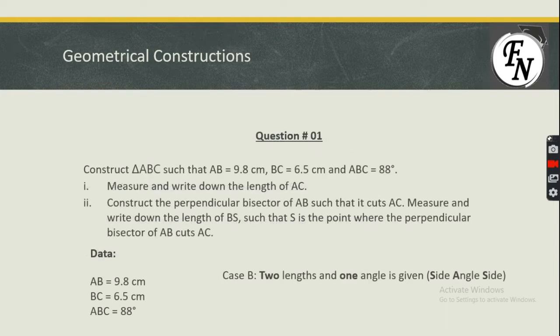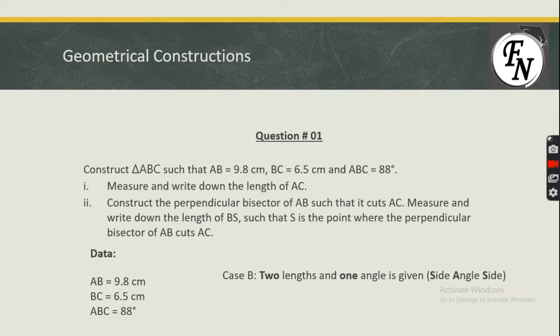So let's begin with the question, which is: construct a triangle ABC such that AB is 9.8 cm, BC is 6.5 cm, and angle ABC is 88 degrees. Measure and write down the length of AC. So first we need to draw the triangle on the basis of two lengths and one angle, and then we need to measure one of its sides, that is AC.